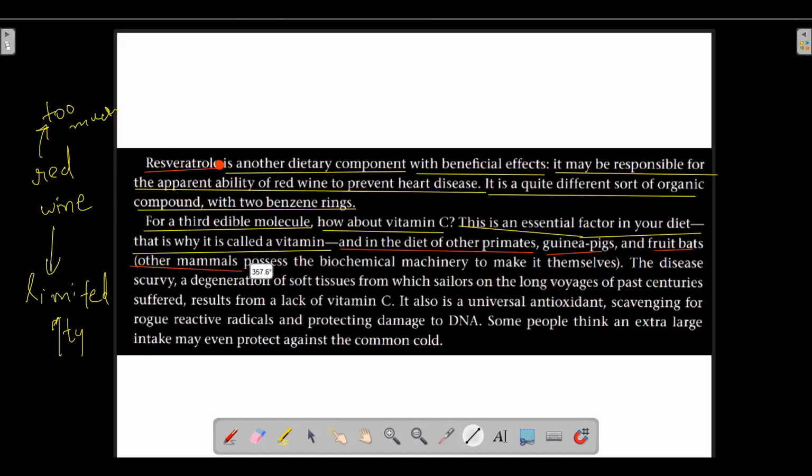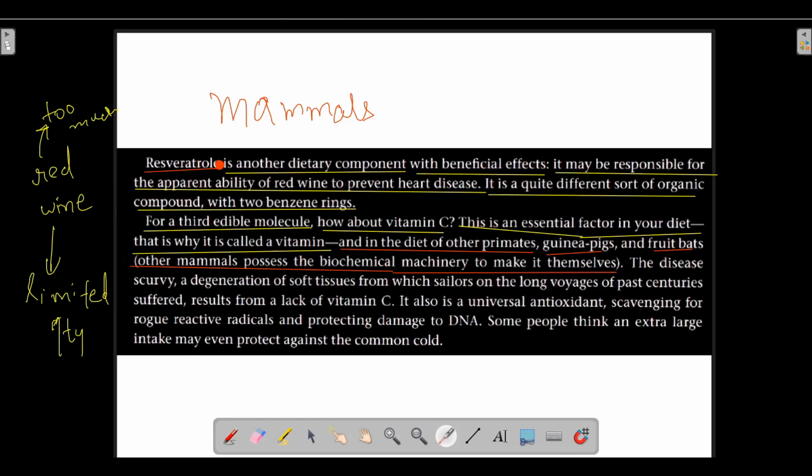See what is written over there. Other mammals possess the biochemical machinery to synthesize it themselves. So mammals, you must be knowing, are milk feeding animals. Humans are also milk feeding animals, so humans are also mammals.